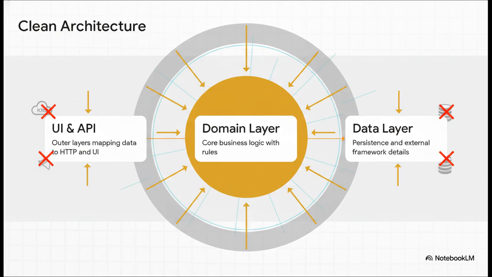The outer walls, like the data layer for persistence and the API layer for the web, wrap around the domain and point inwards toward it. They depend on the domain, but the domain depends on absolutely nothing.